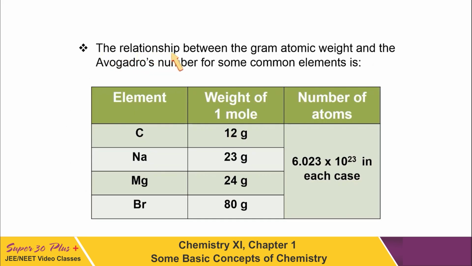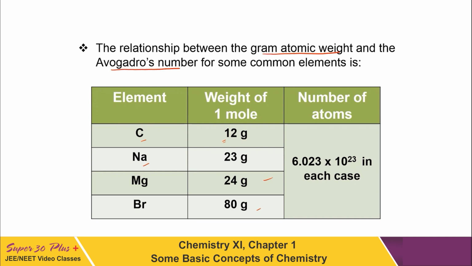So the relationship between the gram atomic weight and Avogadro's number for some common elements is: for carbon, the mass of 1 mole is 12 gram. For sodium it is 23. For magnesium it is 24. For bromine it is 80. But the number of particles is the same in each case.